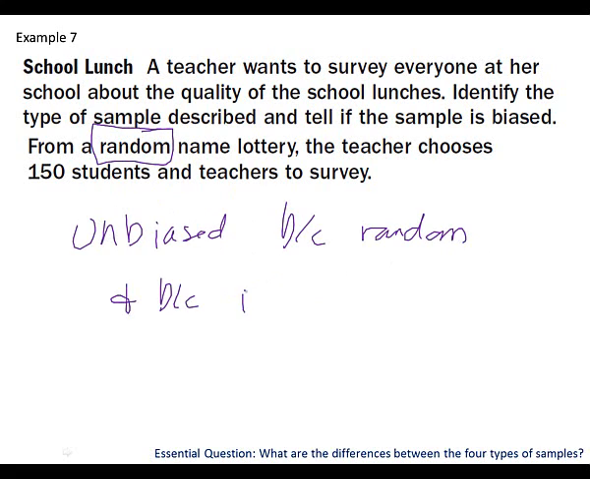And because it included students and teachers, it was a less specific population, right? It wasn't just the students. It could probably be a little bit more biased, maybe in one direction or the other, or just the teachers. Maybe the kids like the lunch and the teachers don't like the lunch, so it might come out biased one way or the other.